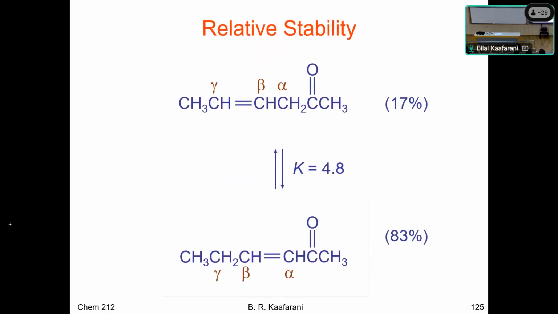If we look at this compound, you have a keto and you have a double bond between the beta and the gamma. The equilibrium constant to go to another isomer where the double bond is between the alpha and beta is 4.8. This kind of equilibrium is favored because when the double bond is in conjugation with the carbonyl, the isomer is more stable.